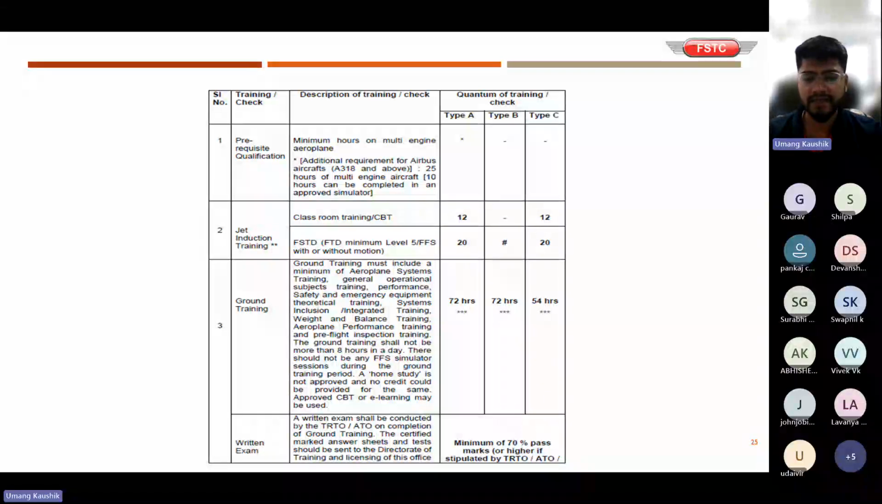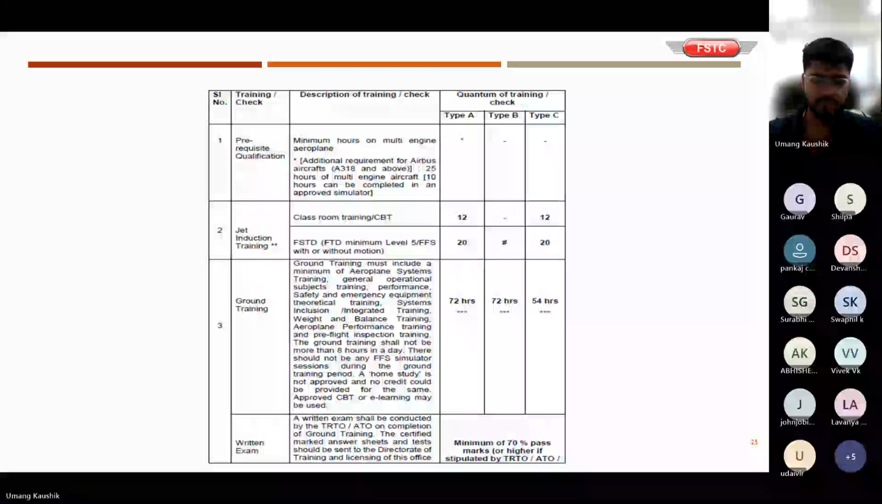Then there will be a written examination for the ground class, conducted in two parts: the technical exam and the performance exam. The minimum passing marks are 70%, right?